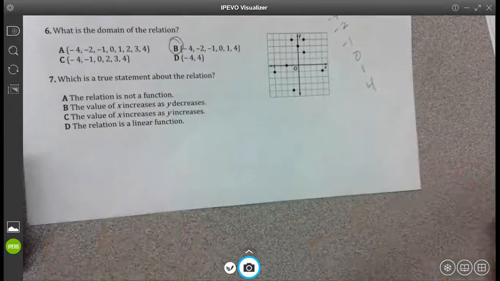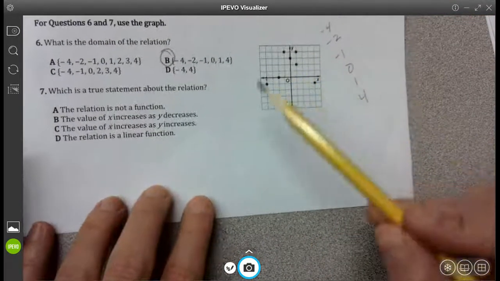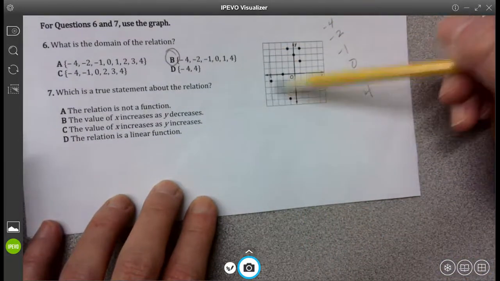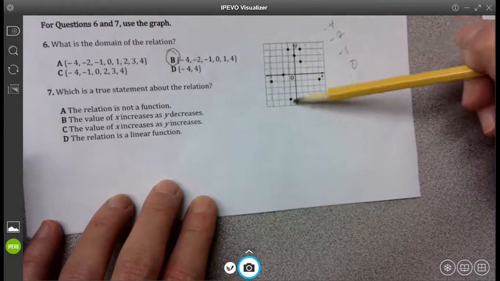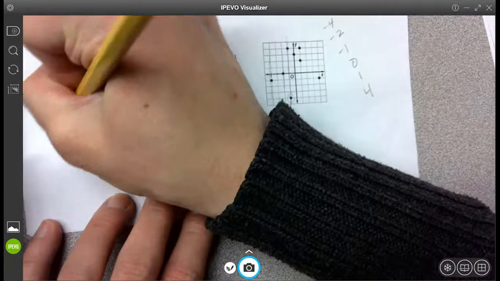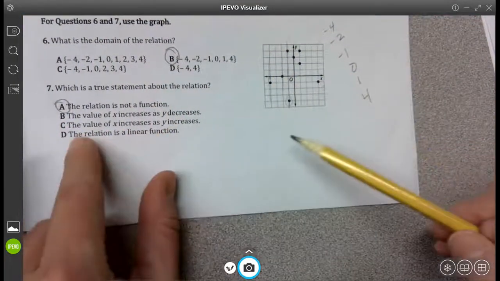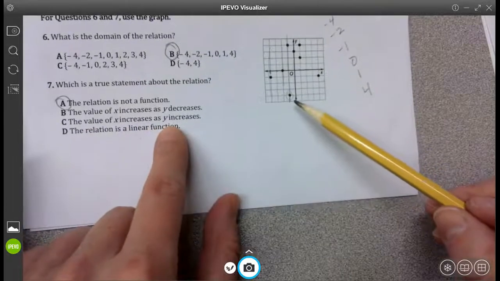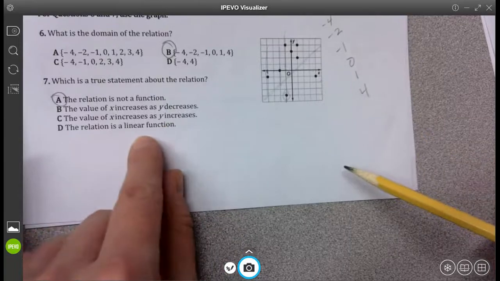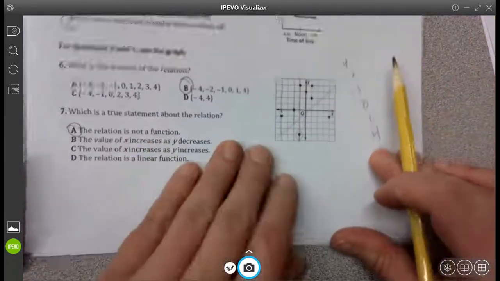All right, number 7. Which is a true statement about a relation? This one right here. The relation's not a function. Well, can it pass the vertical line test? It doesn't pass here. You're telling me my output is here, but then my output's here. So it's not a function. Let's go through. The value of x increases. Not always. The value of x increases as y increases. No, that would be like this. As one gets bigger, one gets smaller. The relation is a linear function. It doesn't look like it's on a line. Nope. So that's our answer.